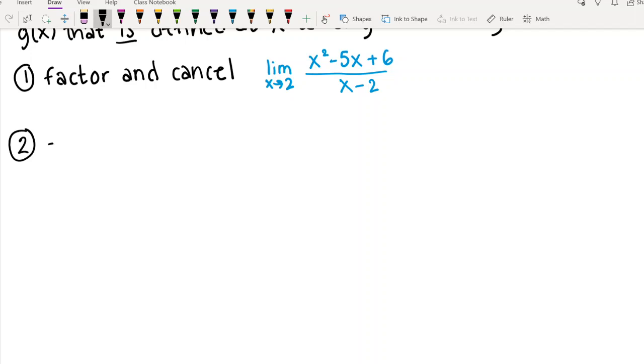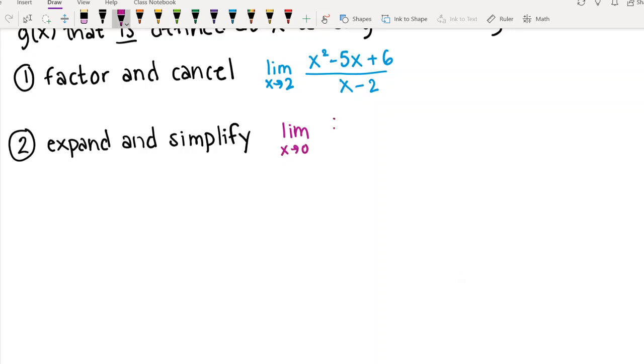So the second method is also used for polynomials, but it's used when you have polynomials that are maybe not fully multiplied out yet. An example of what that might look like is something like the limit as x approaches 0 of (5 plus x) squared minus 25, over x. So basically the idea is, if you were to multiply everything out and combine like terms in the numerator, then you'll be able to actually cancel out that x in the denominator.